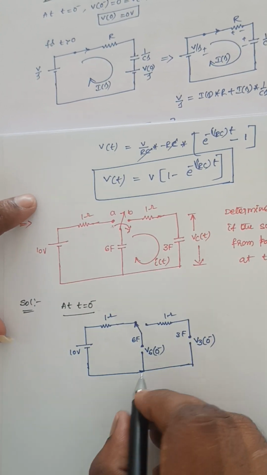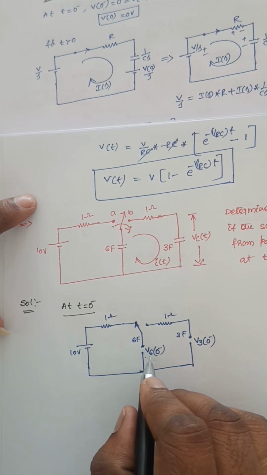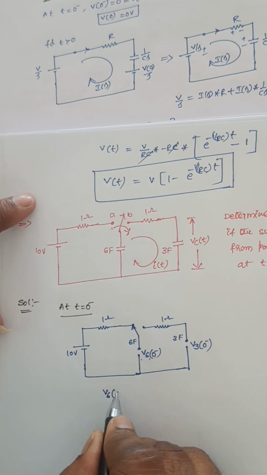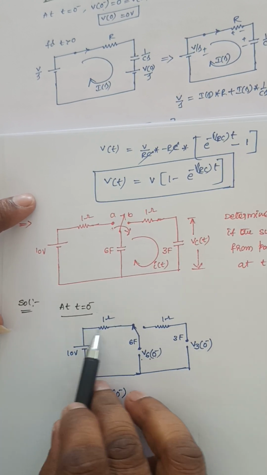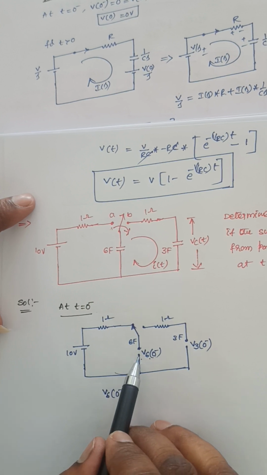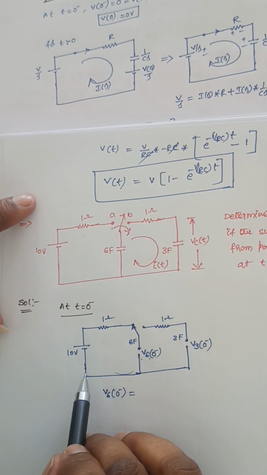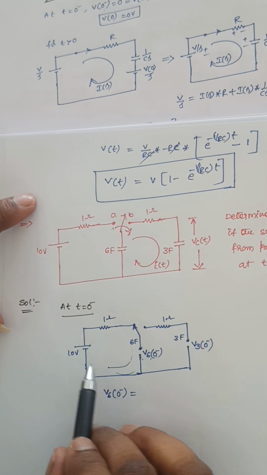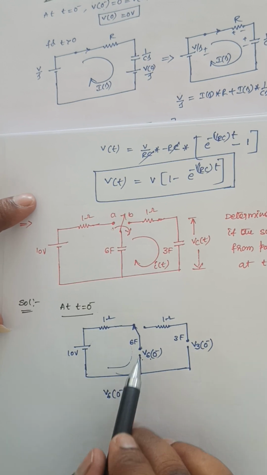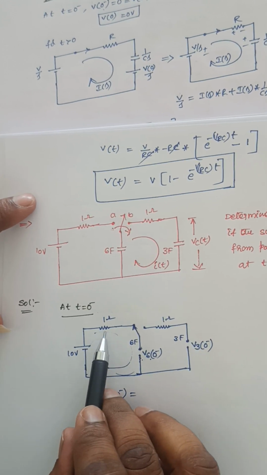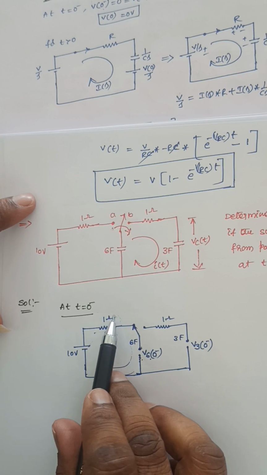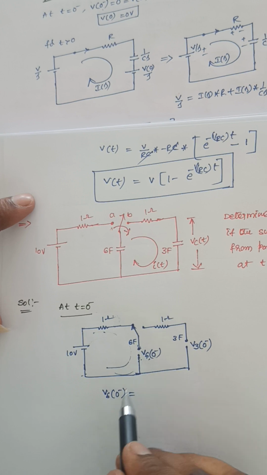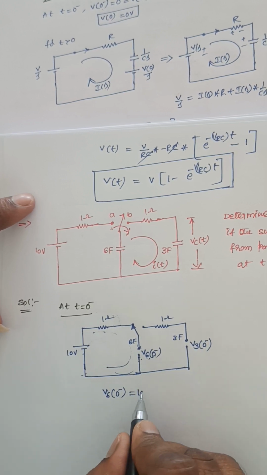Now I am finding the voltage across the 6 farad capacitor, Vc of 0 minus. V6 of 0 minus is equal to, so this is one circuit, it is open circuited. Whatever voltage is present across this, the same voltage will be present across this one, because if you apply the KVL, this voltage is equal to this voltage plus this voltage. Since no current is flowing through this resistance, the voltage drop across this resistance is 0. So this voltage is equal to this voltage. So V6 of 0 minus is equal to this 10 volts.